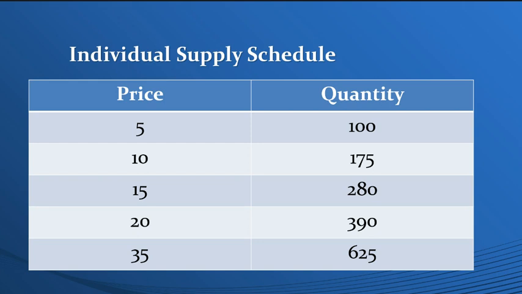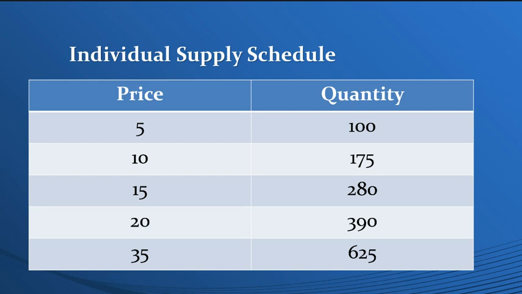625. Now the nice thing with this schedule is we can absolutely notice that the law of supply is being shown here. Because at $5, they're only willing to make 100. But at 35, as the price keeps going up, the quantity also goes up. So we can certainly see the law of supply being displayed here.